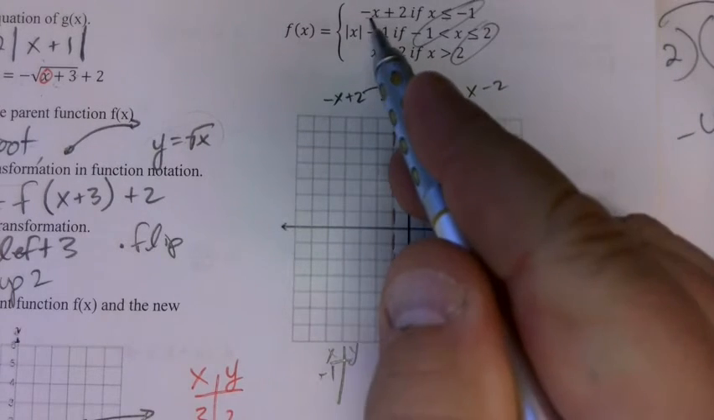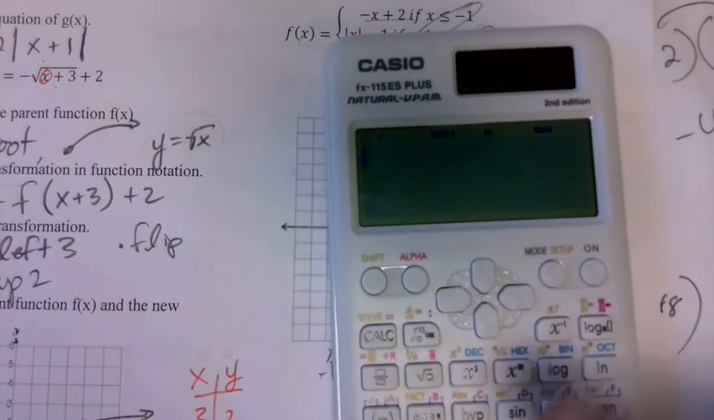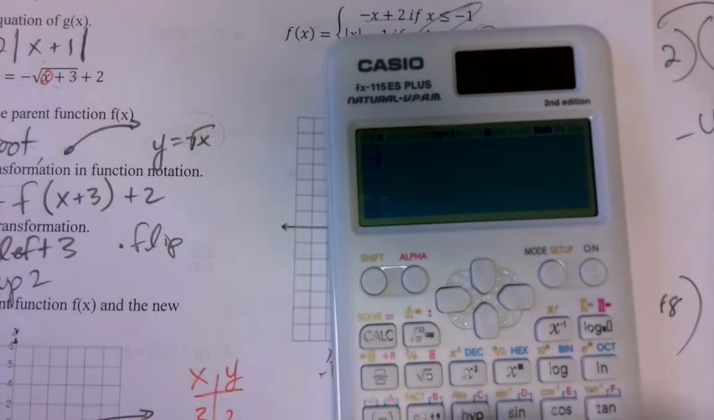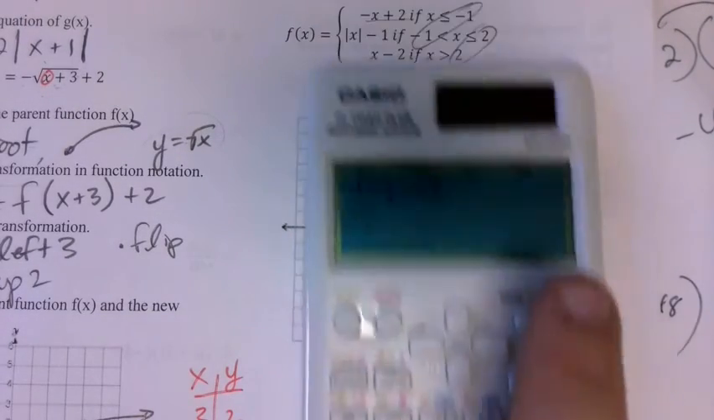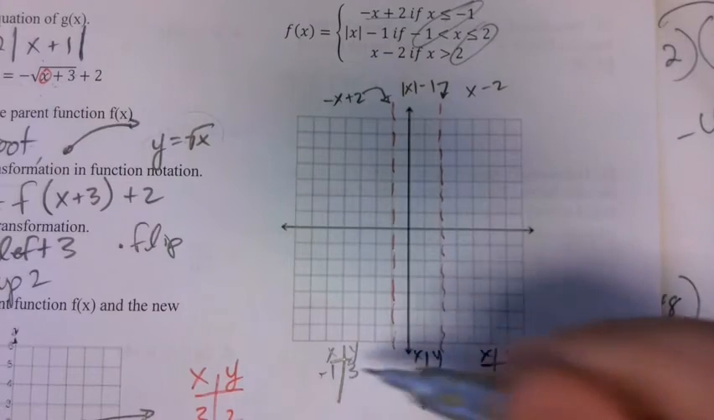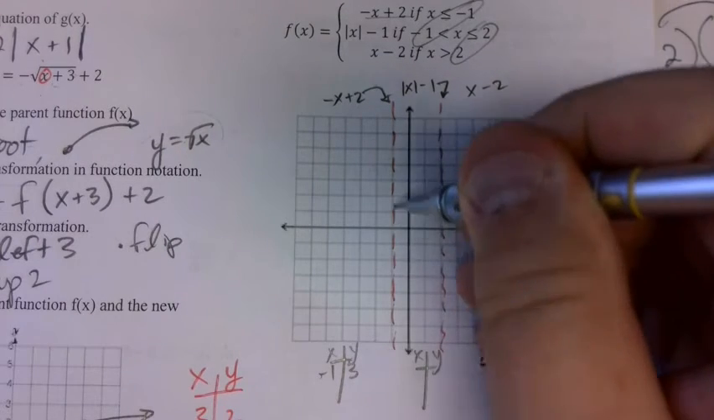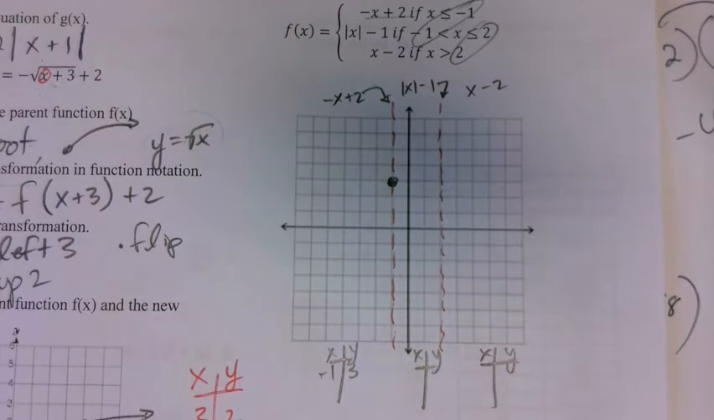So if I put in a -1 here, I don't want to do this in my head, so I'm not going to. -1 plus 2 equals 3. So I put in -1, it spits out a 3. So -1, 3. That's where he's on the fence, and it's solid because he owns the fence.